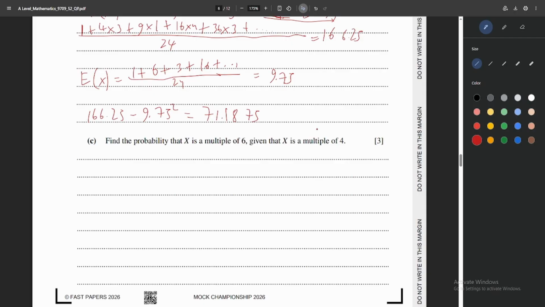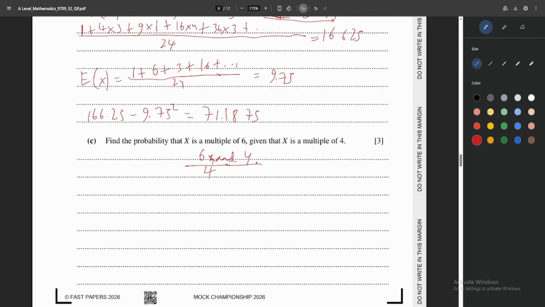So this question is a bit straightforward. Find the probability that x is a multiple of 6 given that x is a multiple of 4. Over here the denominator is that it is a multiple of 4, and in the numerator we find the probability that x is a multiple of 6. So it's a multiple of 6 and we know it's also a multiple of 4 because it's given, that means it's 6 and 4 both.